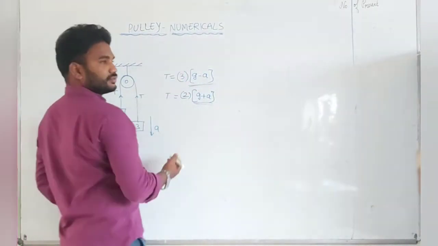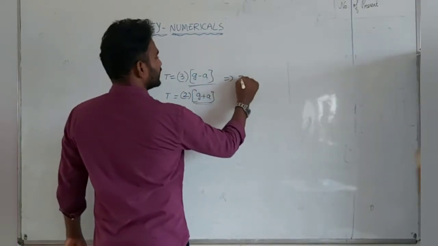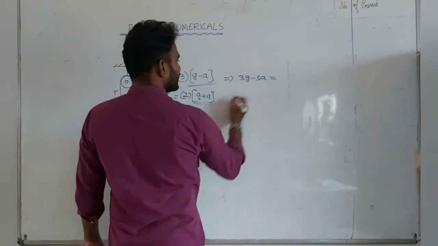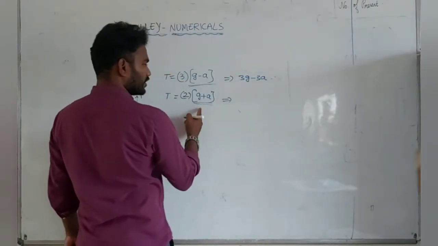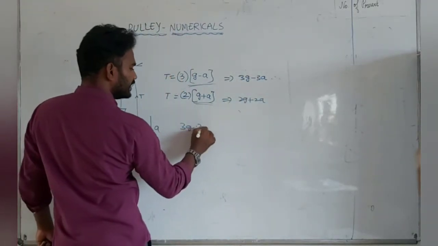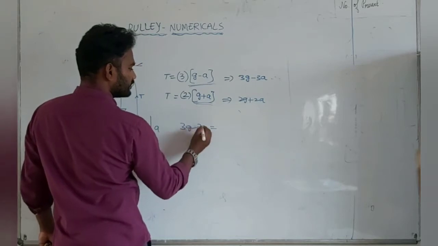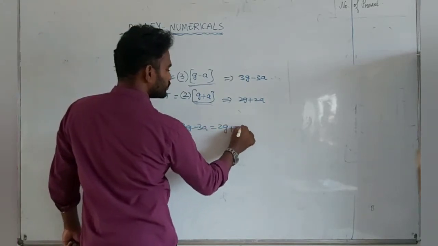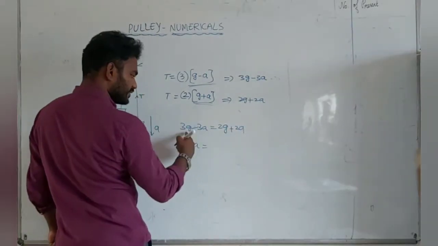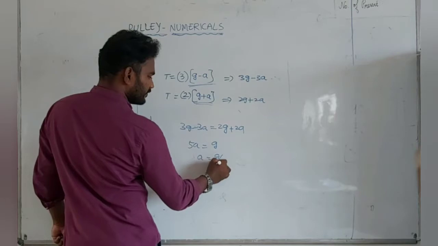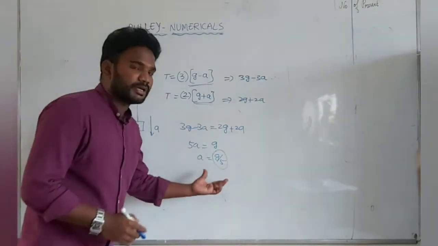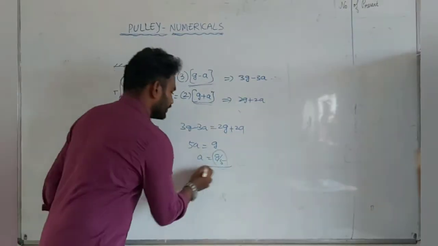Okay, so let me equalize these two. We get 3G minus 3A must be equal to 2G plus 2A. Let us equalize them. 3G minus 3A equals 2G plus 2A. This 3A we can send to that side, so 5A equals G. So A is equal to G by 5, the right answer. That's all. No need to memorize any formulas. Directly we can find the acceleration here.